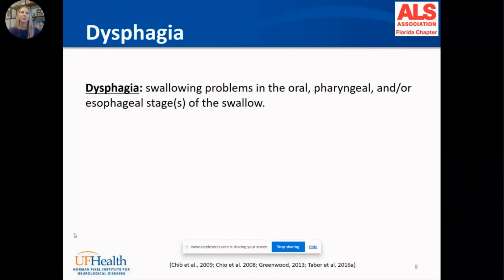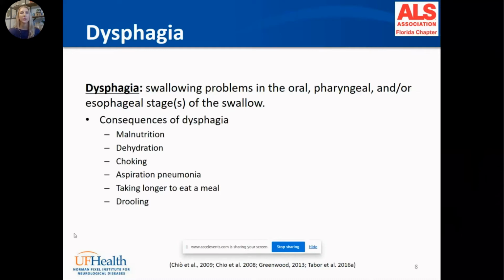When we're talking about abnormal swallowing or swallowing dysfunction, we call that dysphagia. So that could be problems in the oropharyngeal or esophageal stage of the swallow. Some consequences of dysphagia include malnutrition or dehydration, choking, aspiration pneumonia, taking longer to eat a meal, which then leads to some weight loss, and drooling. All of these things can lead to reduced quality of life, social embarrassment, and even mortality. It's really important that we assess for dysphagia in the disease of ALS.